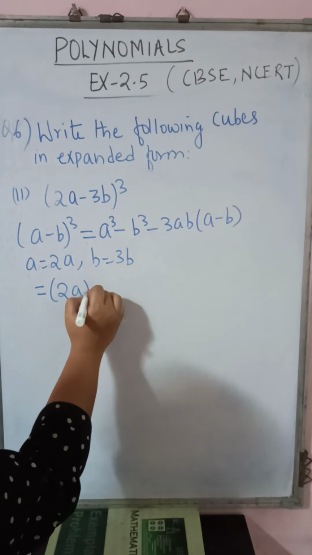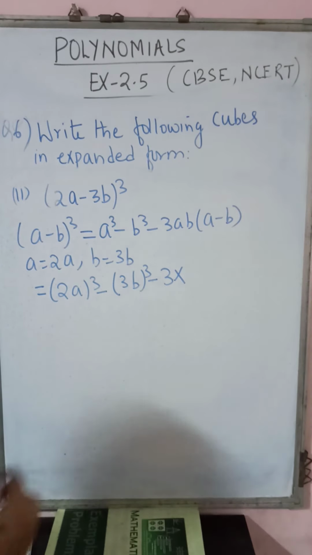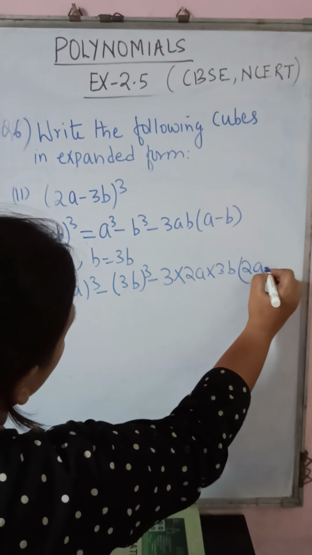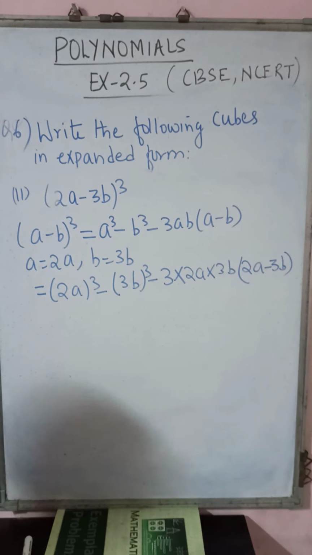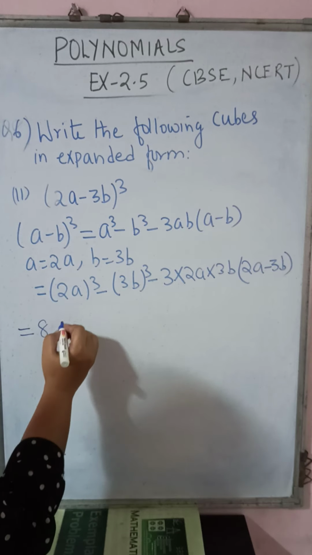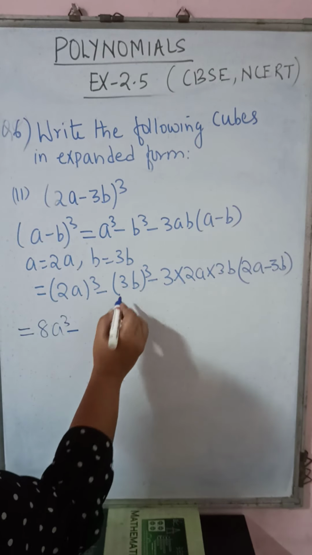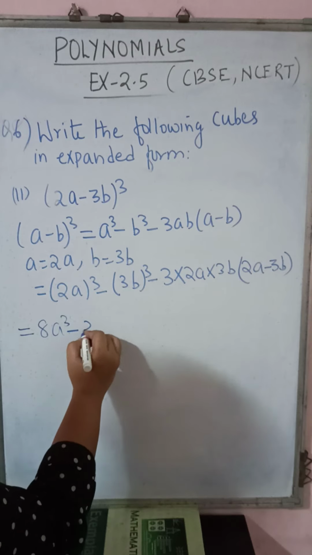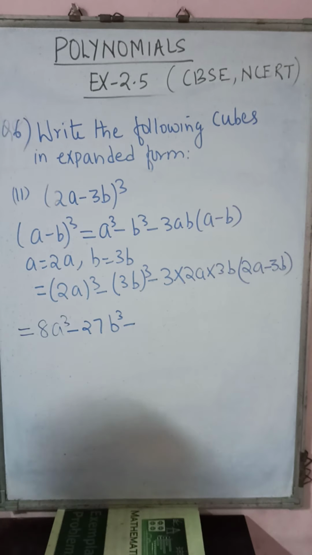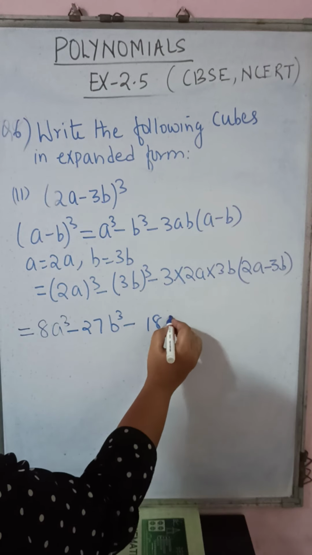A means (2a)³ minus, b is 3b, (3b)³ minus 3 into what is a? 2a. What is b? 3b, into (a − b), which means (2a − 3b). Now (2a)³ means cube of 2, 8, cube of a, a³, minus cube of 3, that means 3 into 3 into 3, so 27. b³ means b into b into b. So b³, minus again 3 into 2 is 6, and 6 times 3 is 18ab.